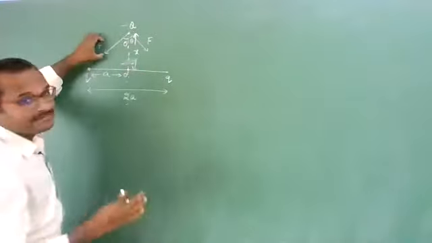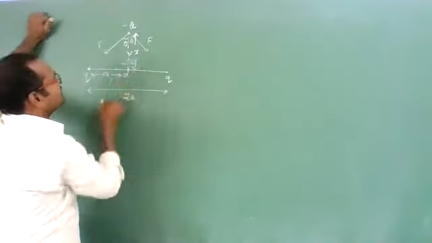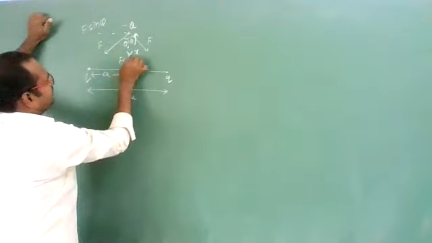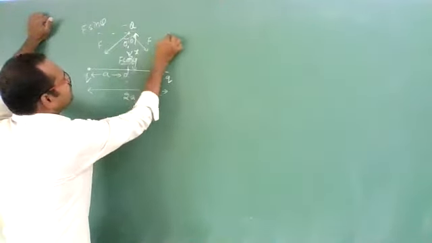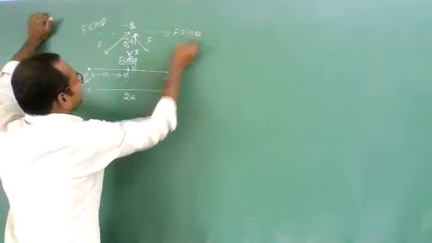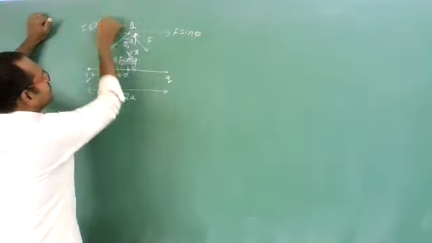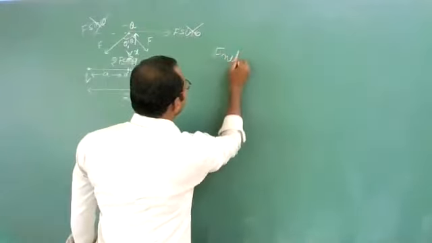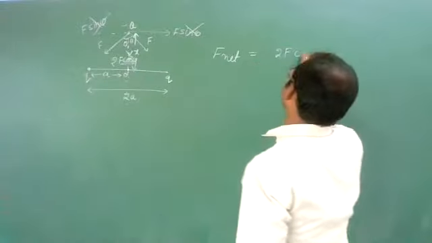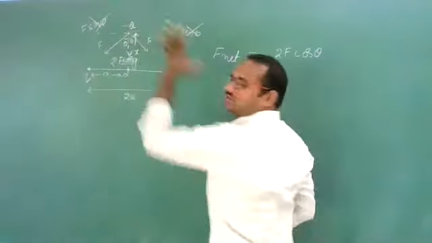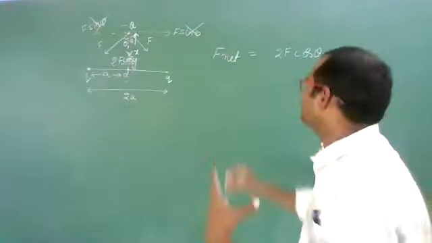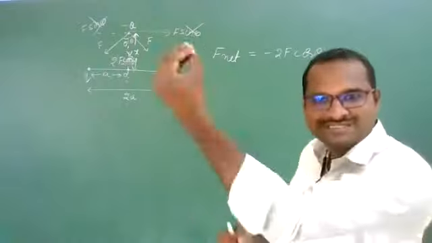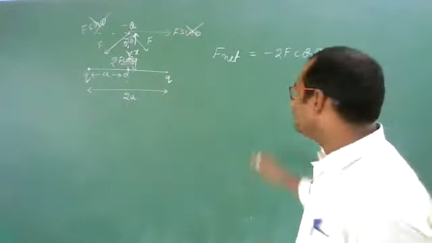Now this force can be resolved into two components: F cos theta and F sin theta. The other force can also be resolved into two components, F sin theta and F cos theta downside. These two will cancel each other. So the net force F net is equal to 2F cos theta acting on that negative charge, and it is acting towards the mean position. So I can take a negative sign, because it is bringing the charged particle back to the original position towards the origin.